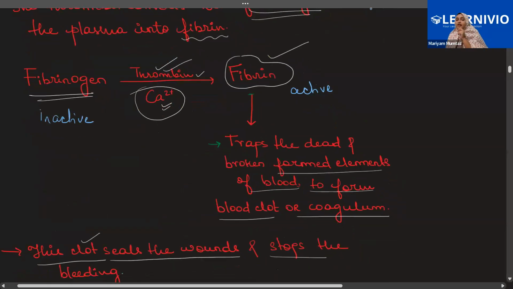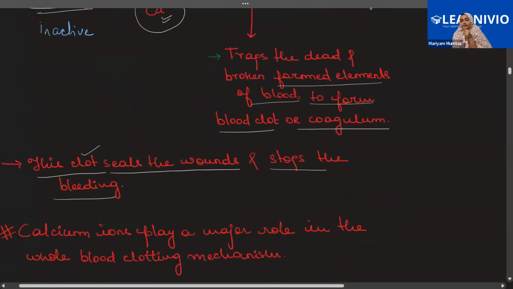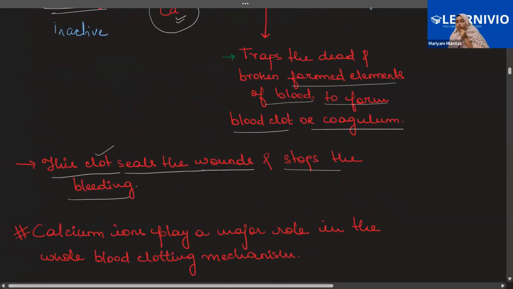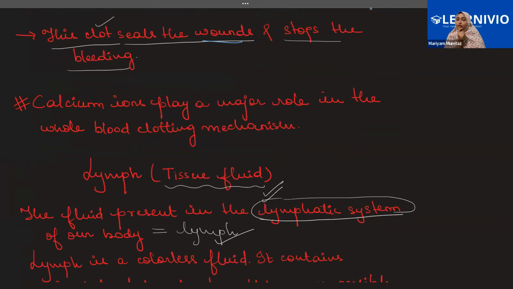Now this fibrin forms a mesh-like or network-like structure, and it traps the dead and broken elements of that area wherever we've gotten the cut to form the blood clot or the coagulum. And this clot seals the wound and stops the bleeding. And we know that the calcium ions have a great role because they are acting like, you people remember from biomolecules, coenzymes. Remember coenzymes? So here the calcium would act like a metal ion that acts like a coenzyme. Okay, it is enhancing the reaction.